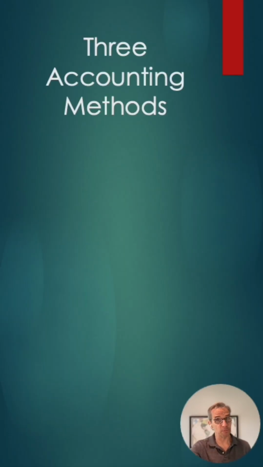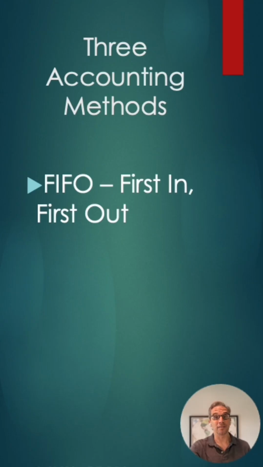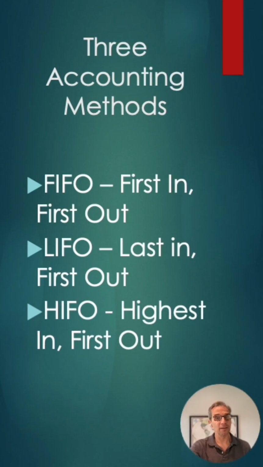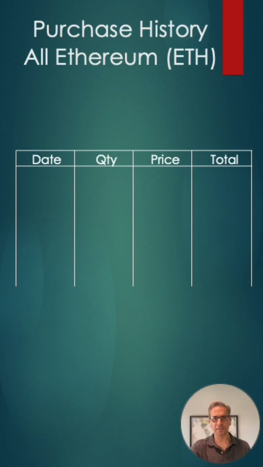Now remember, these all sound like cute puppy dog names. So nice mnemonic. FIFO is first in, first out. We have LIFO, which stands for last in, first out. And we have HIFO, which is highest in, first out. Let's take a look at some examples here.